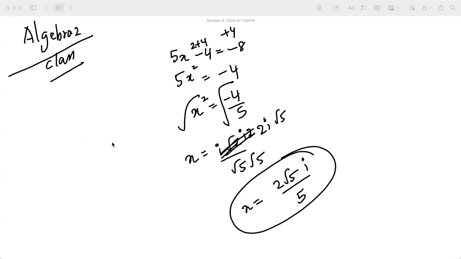Any questions? Algebra 2. Are there any other questions? No, I got it now. I was just confused about the root 5. But now, did you understand? Yeah, I get it now. Okay, good.